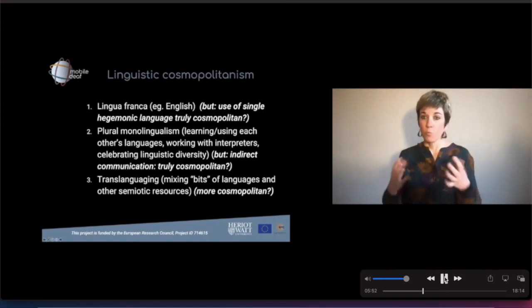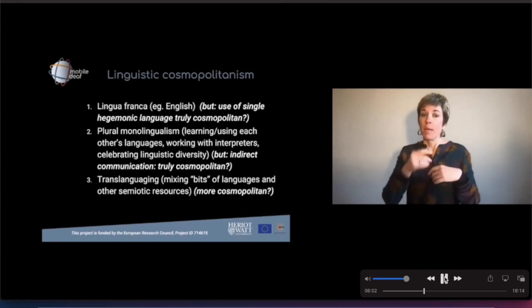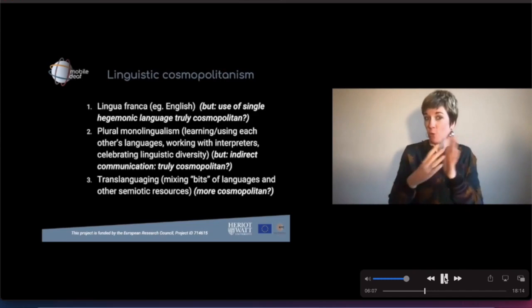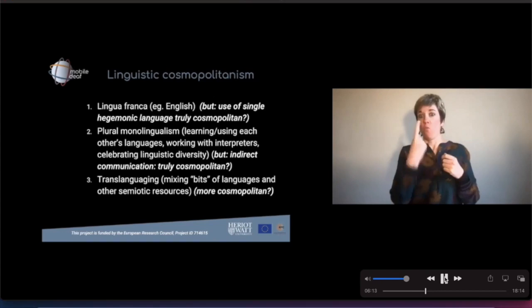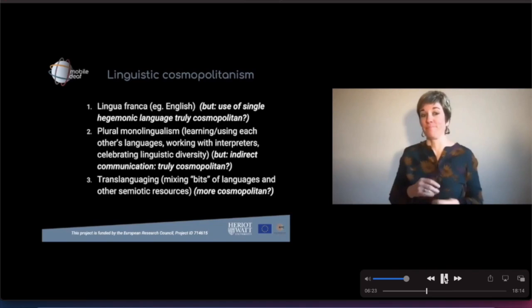So when we think then about linguistic cosmopolitanism, we see that there are a number of different views and perspectives on what this may comprise. The first of these is that people in society will use a lingua franca, a common language, for example, English in the spoken world. But people will then disagree and say, well, surely one language isn't truly cosmopolitan. It's not based on an openness to difference, a sharing of experiences, and all of those dynamics.